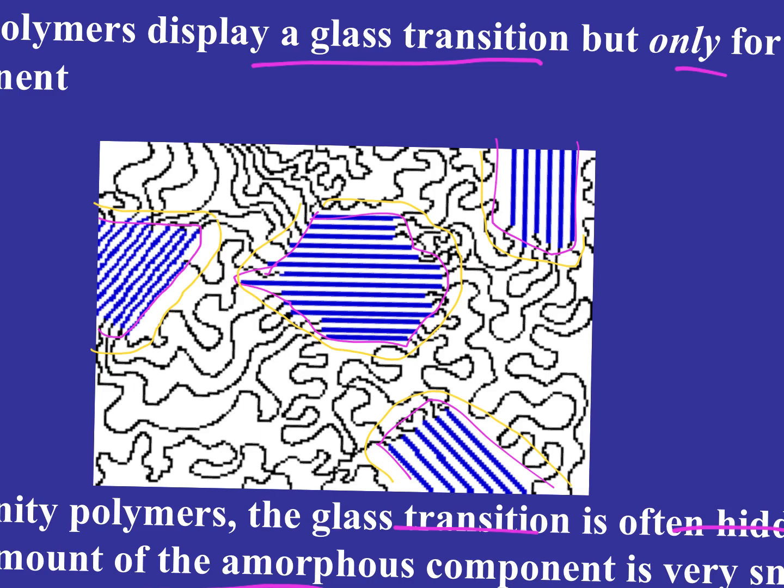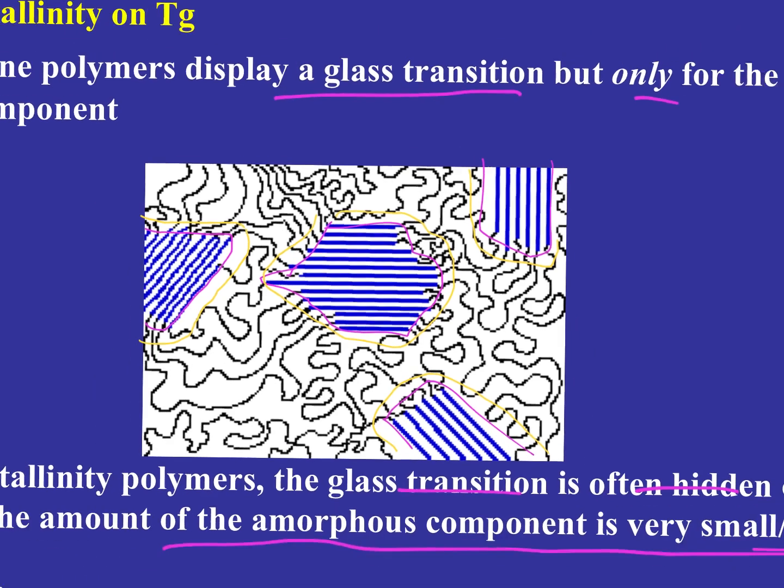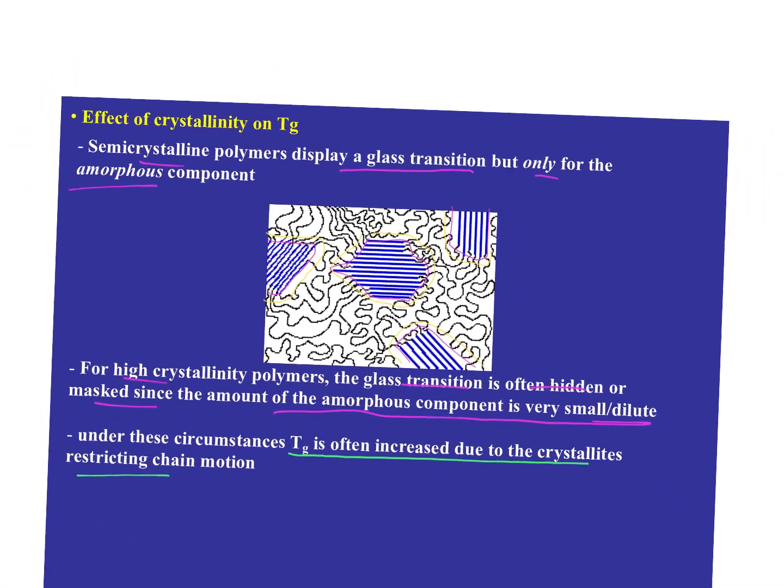Does that make sense? Normally we don't like to think about this. We like things in black and white, but the reality of it is that you can sometimes see this in very highly crystalline polymers. Any questions about that?